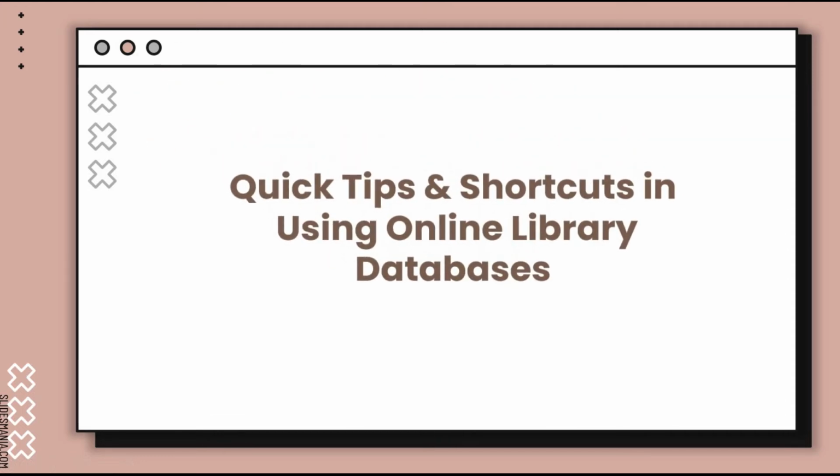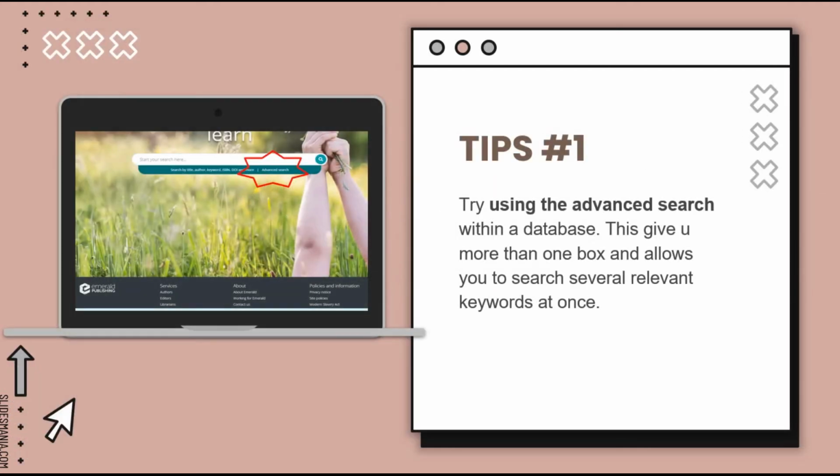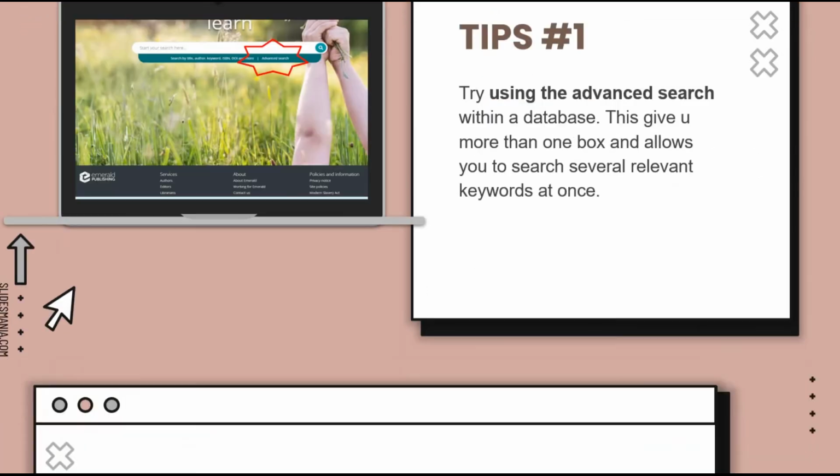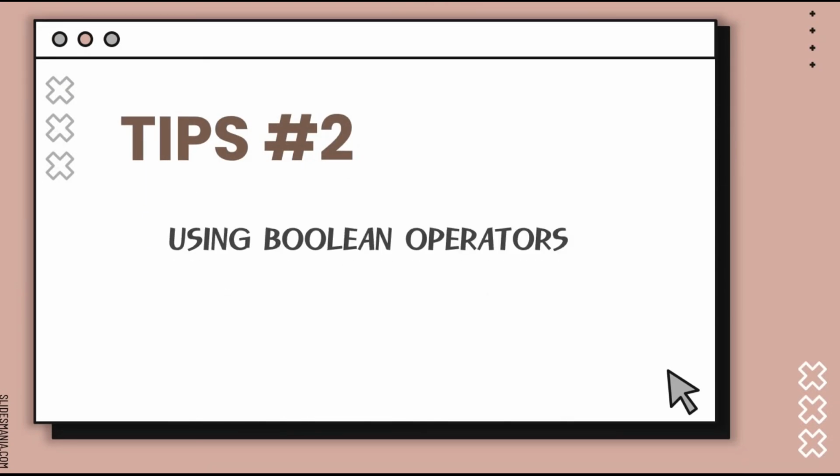Okay, next I will share with you the quick tips and shortcuts in using online library databases. First, try using the advanced search within a database. This gives you more than one box and allows you to search several relevant keywords at once. Second, use Boolean operators: AND, OR, NOT. By using these operators, it can help narrow or broaden your search in the library database.